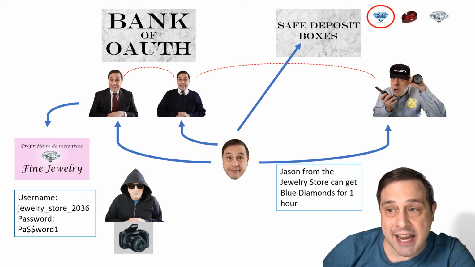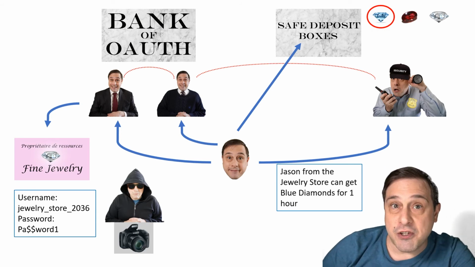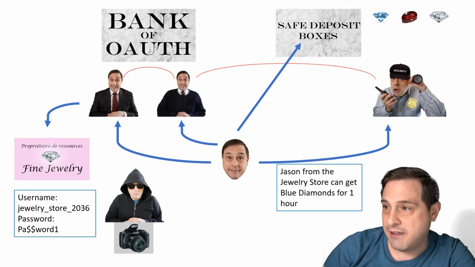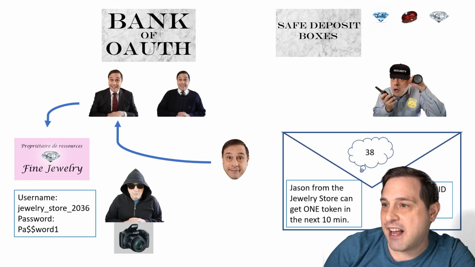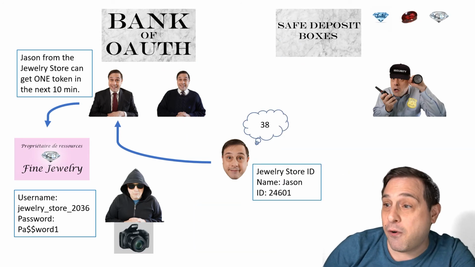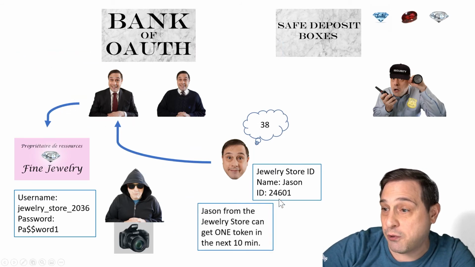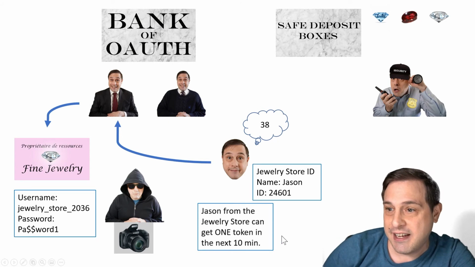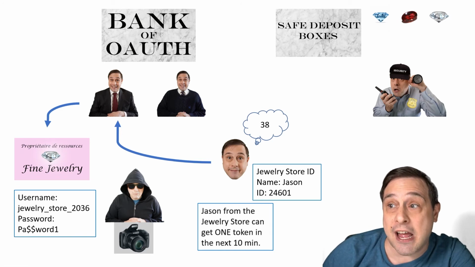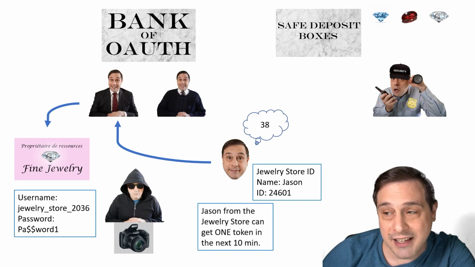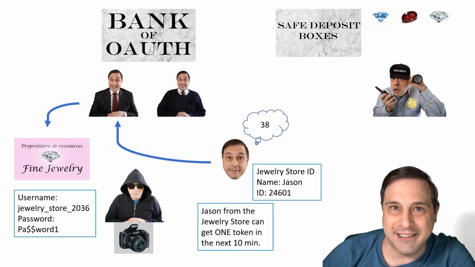So, in this case, the hacker is thwarted by the random number, okay? The hacker can't see the random number that the employee thought of. The hacker can't see this number 38 over here. As before, the hacker can absolutely see this "Jason from the jewelry store can get 1 token in the next 10 minutes" ticket, and he's got to operate fast if he's going to get it first. But what he doesn't know is that random number that the employee thought up. So there's no password to be discovered, and the hacker is thwarted.